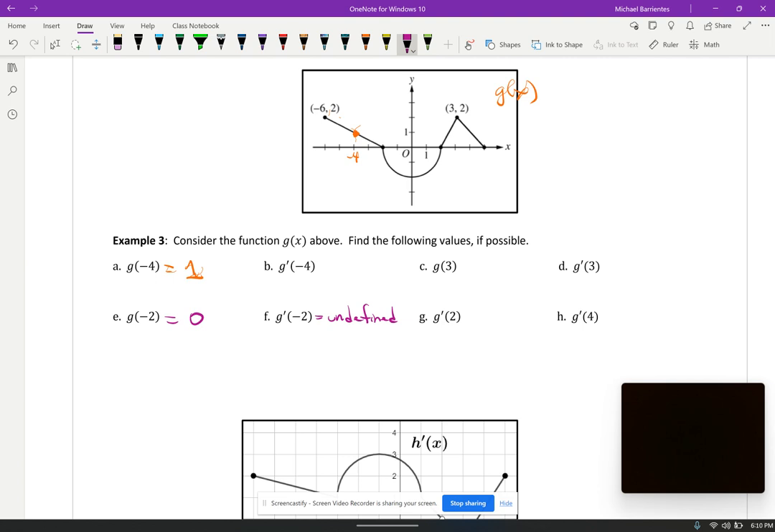All right, what about g prime at 2? Well, g prime of 2 means the slope of this graph of g of x at 2. Are the slopes the same coming this way and coming from the other way? Coming from the left, it's curving. Coming from the right, it's a straight line. It's not a smooth transition. There's still a sharp turn, kind of like there was a sharp turn over here. So we're going to say this is undefined as well.